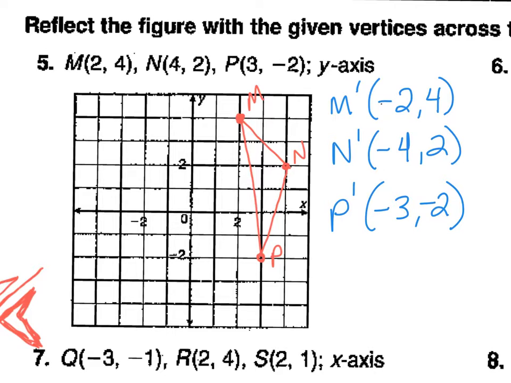And then plot those points. -2, 4, and then label the point M prime. -4, 2, that would be N prime. And then P is -3, -2. That's P prime. And then we connect the points. Use a ruler to connect the points. And then you see the reflection over the y-axis, okay? Okay, so now go ahead and try problem number 6, please.